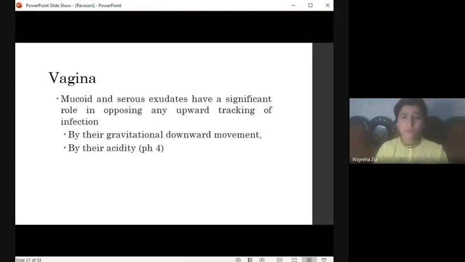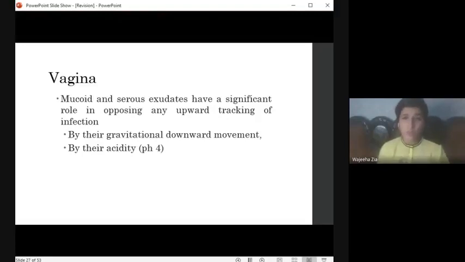As I told you, it has stratified squamous epithelium, which is responsible for the secretion of different kinds of exudate. So in the vagina, there are different kinds of mucoid and serous exudate. These are thin, not like saliva, but more thick. These mucoid exudates help to prevent infection.